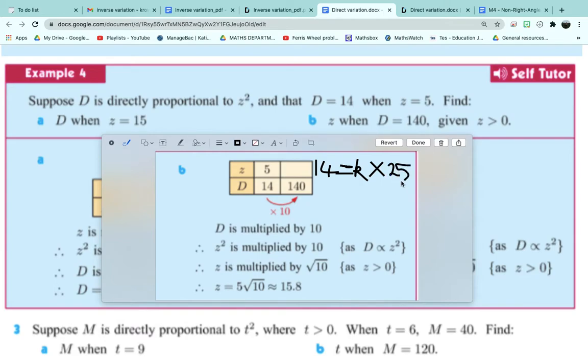Now similarly, we could say that d, this time which is 140, is proportional to k lots of an unknown squared. So what you need to do with this is work out how you get from 140 to 14. Well, you divide by 10. So to get from 14 to 140, we times by 10.